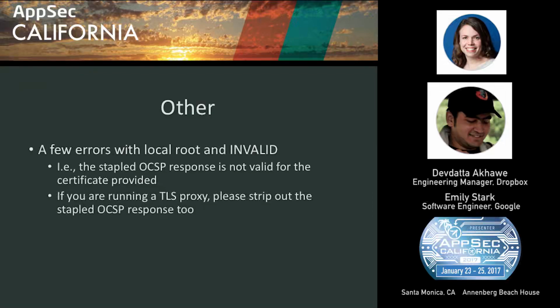There were a few other errors that I wanted to quickly call out. We saw a bunch of errors where it was a local root, it was a TLS proxy, but the OCSP response status was invalid. What this meant was the stapled OCSP response was not valid, and it was a local root. So if you know someone who is running a TLS proxy, your man-in-the-middle TLS, please throw away the OCSP response that we are stapling. Please don't continue passing it along. It quite unnecessarily screws up our measurements.